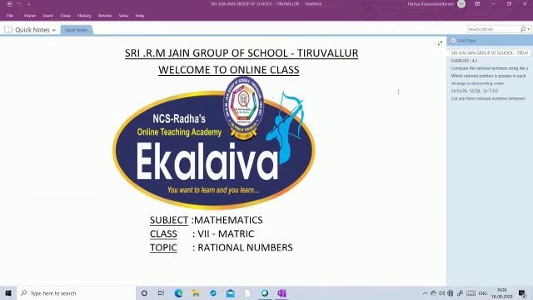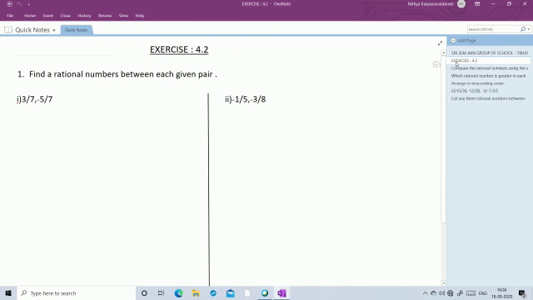Today we are going to discuss the topic rational numbers in this exercise 4.2. First question, find a rational number between each given pair. So here the given rational numbers are 3 by 7 and minus 5 by 7. You want to find a rational number between them. Here, rational number means one rational number you want to find out.